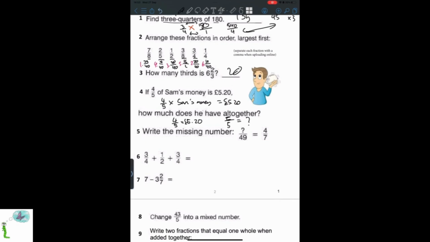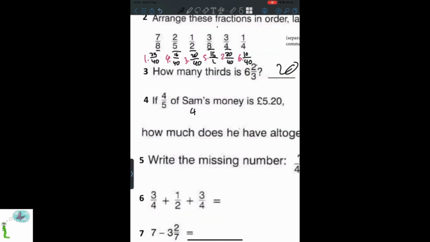And you can figure that out. I mean, you have to think, how can you get from 4 over 5 to 5 over 5? What you have to do is divide it by 4 to get 1 over 5. And then you times it by 5 to get to 5 over 5. So we'd have to do that to this number as well. So if you divide this by 4, 4 over 5 of Sam's money is equal to £5.20.